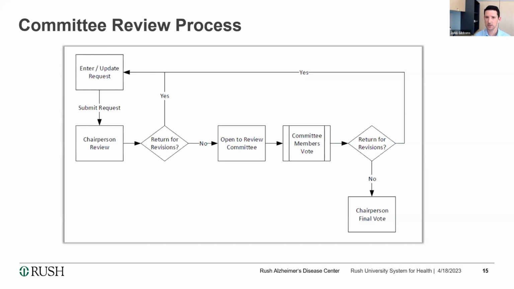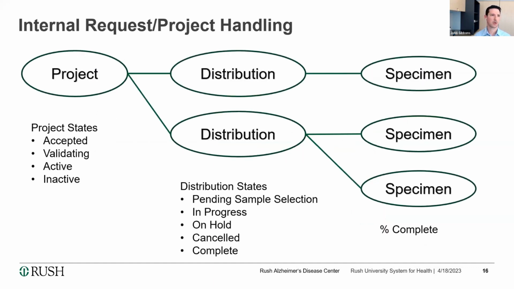Once the request is accepted, it becomes part of our internal system. We treat them as a project, basically. Each project can have 1 or more distributions. Each distribution can have 1 or more specimens. On occasion, we have distributions going to different collaborators, different institutions as part of the same request, or we might have distributions that are spread out over time: one tissue now, another tissue 6 months from now, another a year from now. So as specimens are sent and distributions are completed, we update the state of the project. These different status codes change as the request moves through our system.